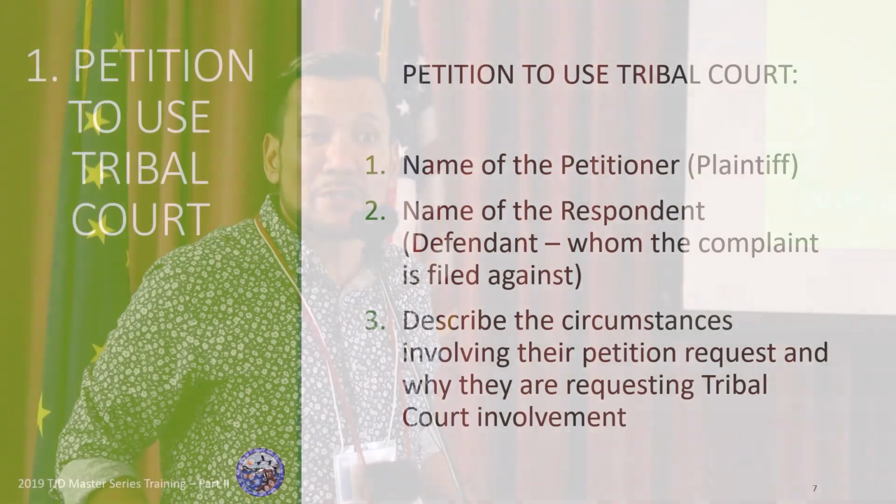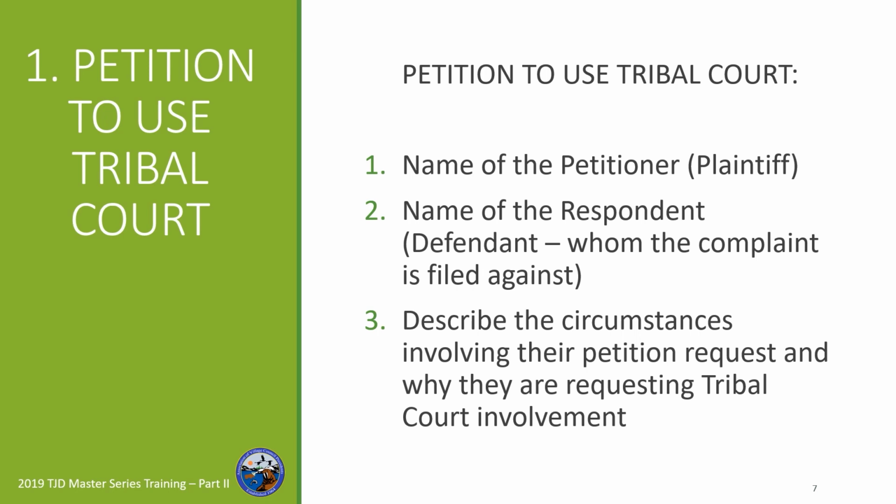And really briefly, the petition to use tribal courts, right? There's some important information that we should make sure the courts are looking at in these petitions, to make sure that this information is included. Of course, we want to make sure that we know the names of the parties. So we want the name of the petitioner, or if there's more than one petitioner, we want to have those names.